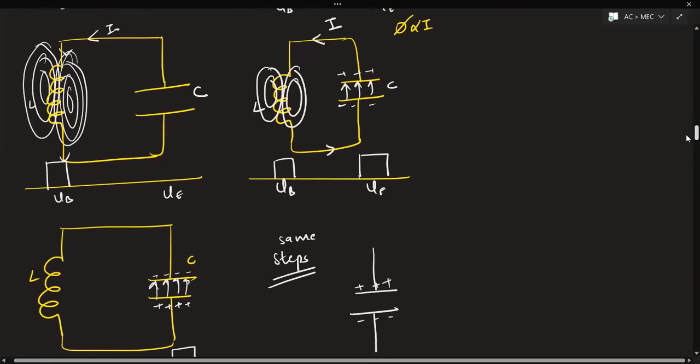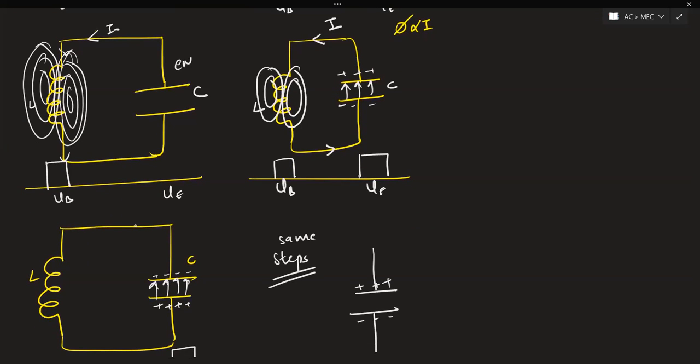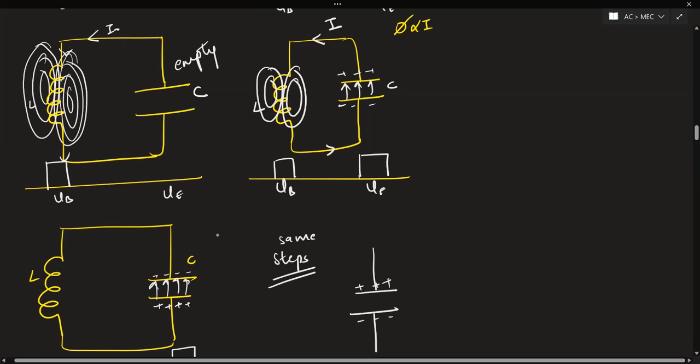Now the third step. Finally, the capacitor got emptied. This is an empty capacitor and all the current has gone. This has been discharged. This is now empty, and because of the presence of so much current, there's a huge magnetic field, because of which we have only magnetic energy. We do not have electric energy.